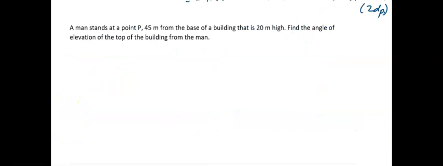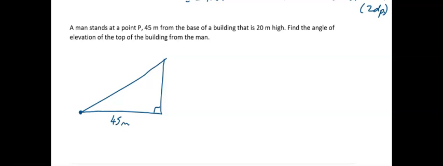The last example says, a man stands at the point P, 45 meters from the base of a building that is 20 meters high. Find the angle of elevation of the top of the building from the man. So we want to draw a diagram. Now, it's a very, very basic diagram. It's just a right angle triangle. There we are. This is where the man stands. He is 45 meters from the base of the building, and the building itself is 20 meters high.